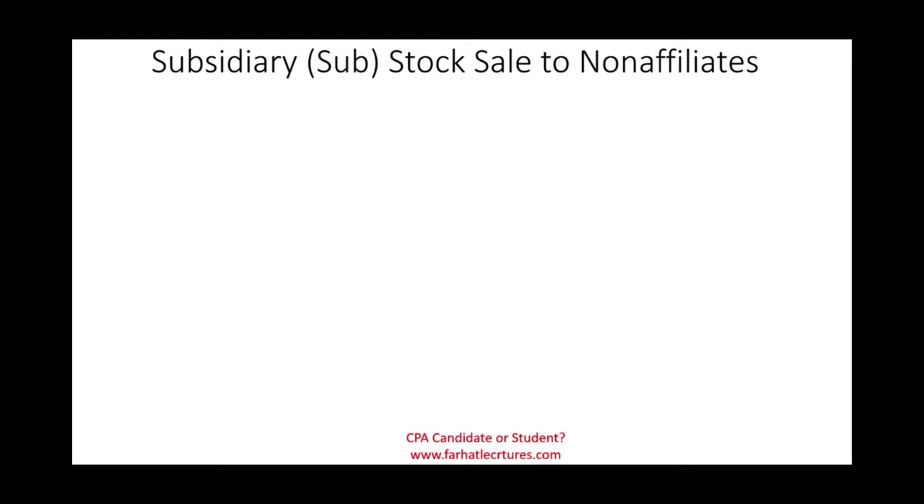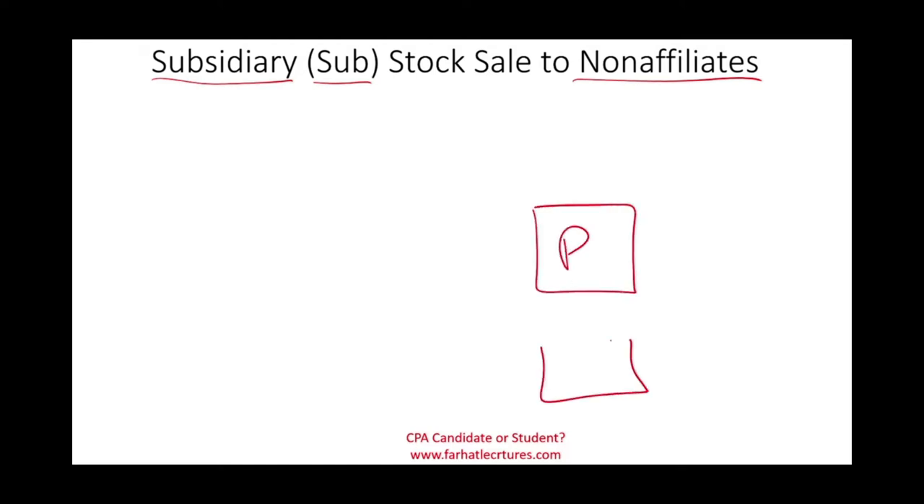Hello and welcome to this session in which we will discuss the subsidiary stock sale to non-affiliates. This topic is covered in advanced accounting. Just to give you the big picture, we have a parent-sub relationship, and what we are assuming here is the sub is issuing more shares, and those stocks are sold to a third party that's not an affiliate, so it's not sold to the parent company, it's sold to a third party.